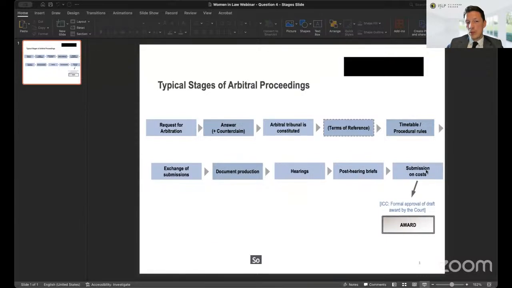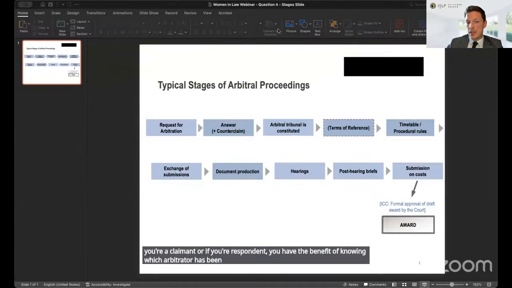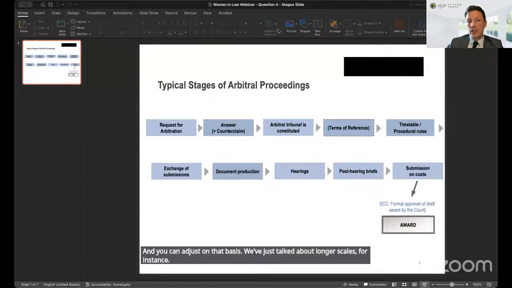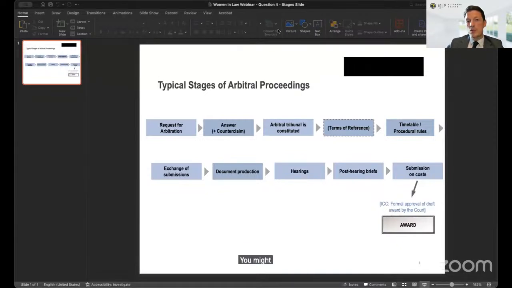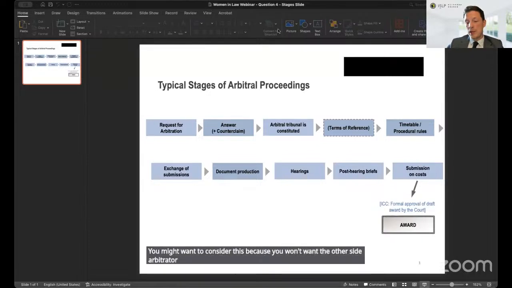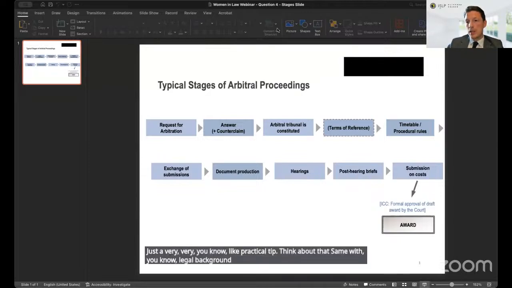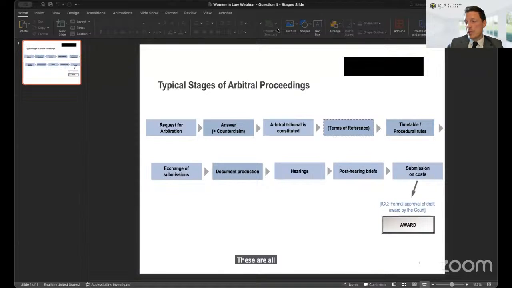So you have to really try to put yourself in the shoes of the other side. If you're respondent, you have the benefit of knowing which arbitrator has been selected by the claimant, and you can adjust on that basis. We've just talked about language skills, for instance. That's an important thing. If you anticipate that the chair might speak a certain language, and if you see that the other side's arbitrator is speaking the same language as the chair on top of English, you might want to consider this, because you want to avoid the other side's arbitrator having one-on-one conversations with the chair that your arbitrator will not understand. Just a very practical tip. Same with legal background, whether you pick a professor or someone who's very much a practitioner, or both. These are all criteria to consider when nominating your arbitrator.